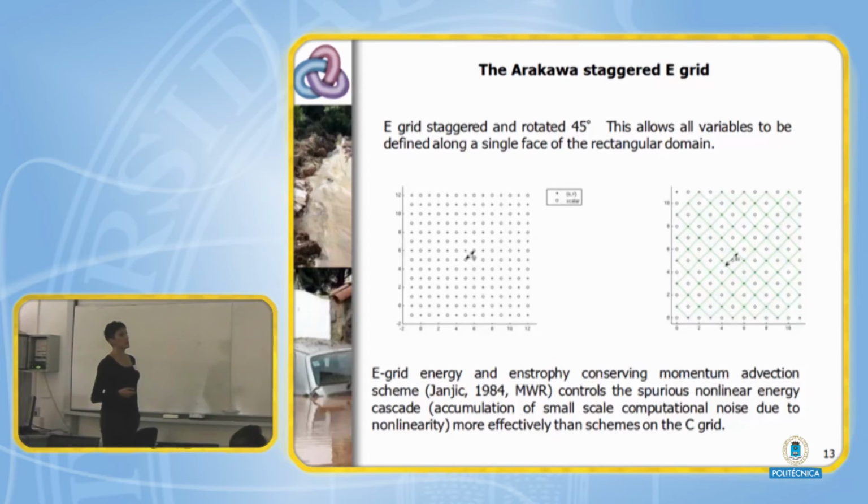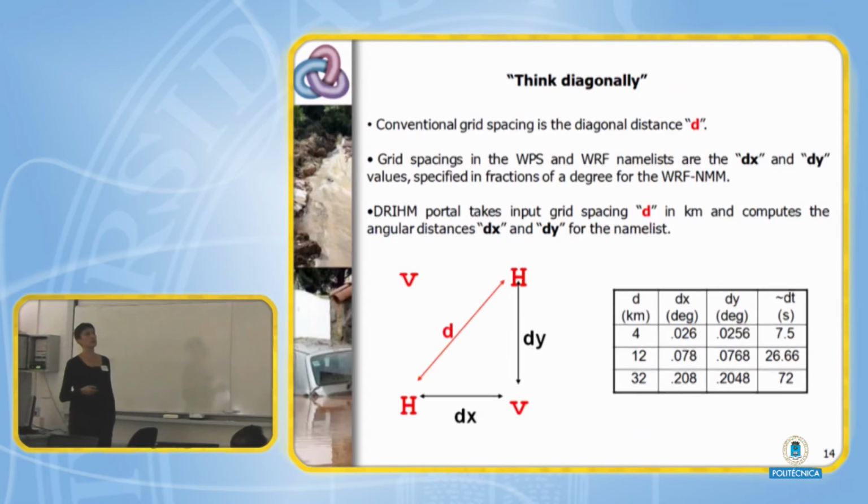That means that you don't calculate a whole set of parameters in every point, which is very efficient and more effective than other schemes, for example, in the B-grid. And the idea is to think diagonally, because the resolution of the model is D, the distance between two H points, and this is the conventional grid spacing. This is one small table. You will have more in your manuals on how to choose your resolution, because actually this is the resolution, not dx or dy, but D is the resolution in the E-grid.